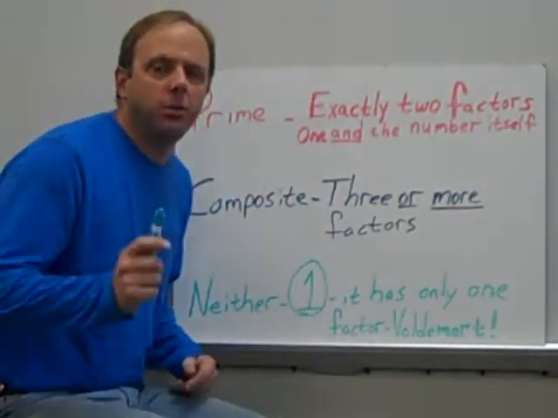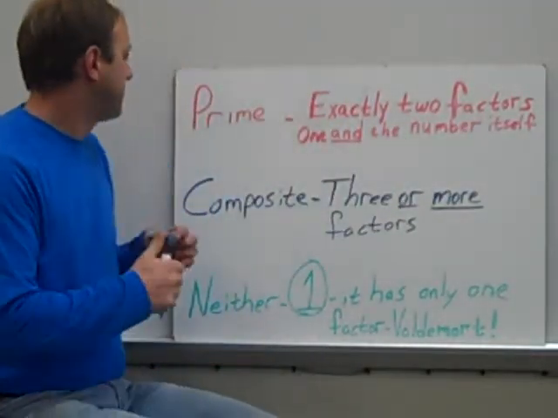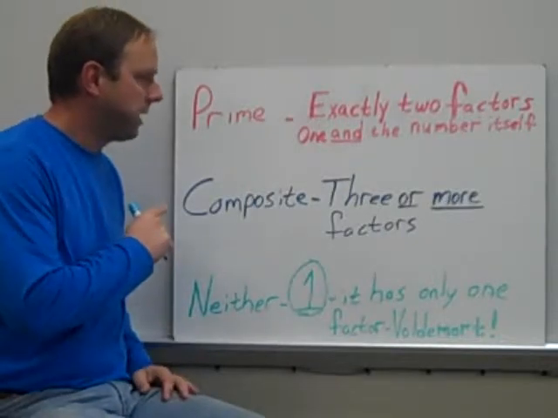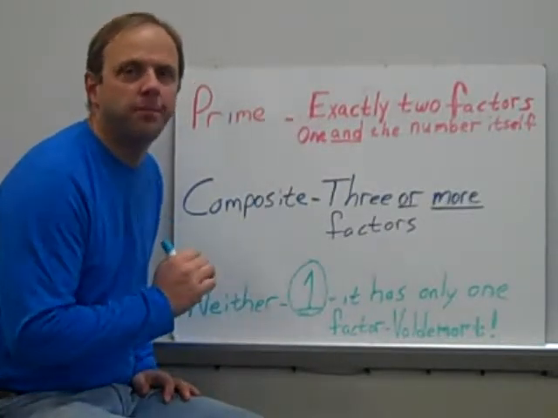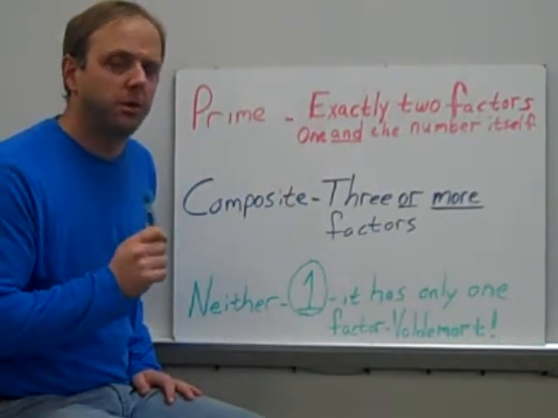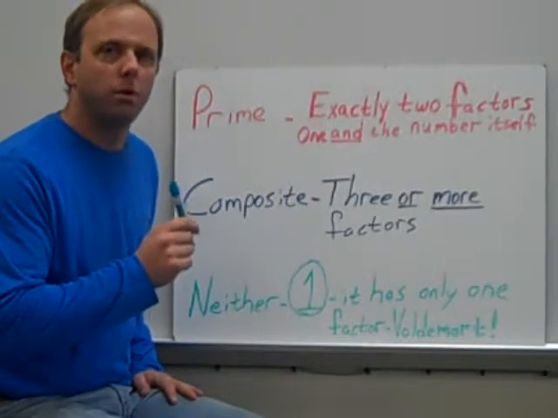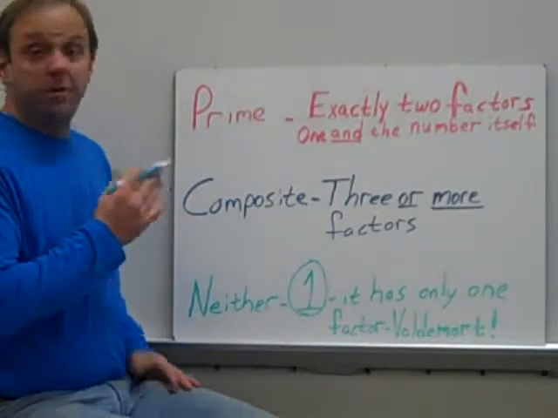Okay guys, today what I want to show you is the difference between a prime number, a composite number, and the one exception, and then how to determine if a number is prime or composite. So let's begin with the definitions.